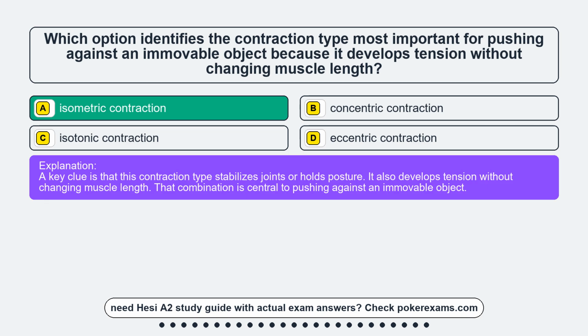A key clue is that this contraction type stabilizes joints or holds posture. It also develops tension without changing muscle length. That combination is central to pushing against an immovable object.